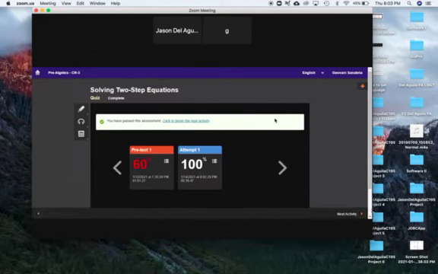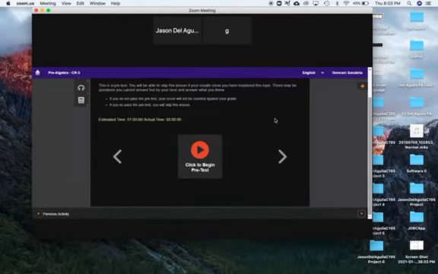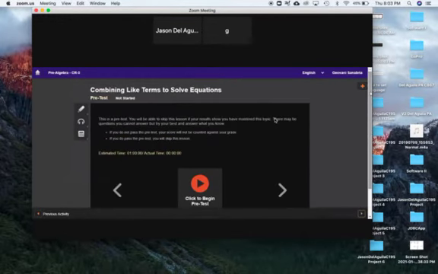What's the next one? What's the next topic? Because I see this one's solving 2. So it's going to be a pre-test. It's going to be combining like terms to solve equations.